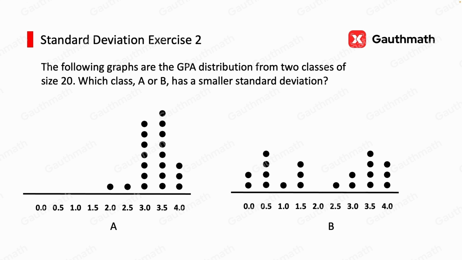Okay, let's try another graphical problem. The following graphs are the GPA distributions from 2 classes of size 20. Which class, A or B, has the smaller standard deviation?